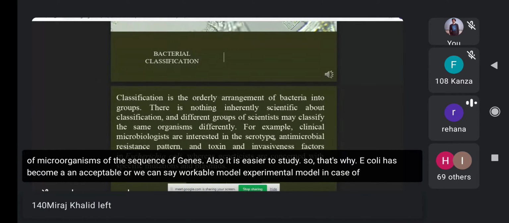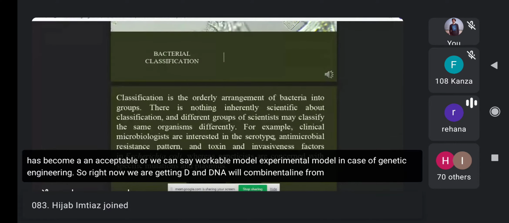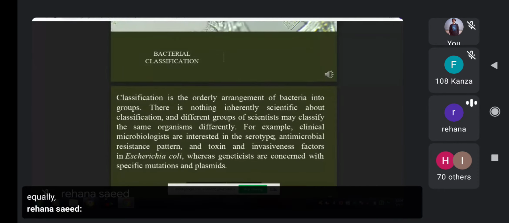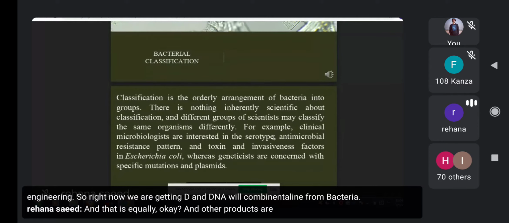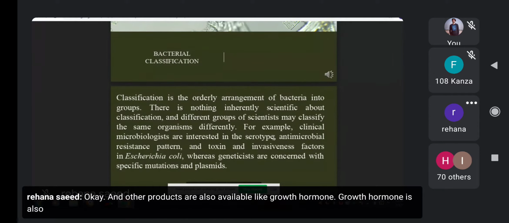genetic engineering. So right now we are getting DNA recombinant insulin from bacteria, that is E. coli. Other products are also available, like growth hormone. Growth hormone is also produced by the DNA recombinant technology.